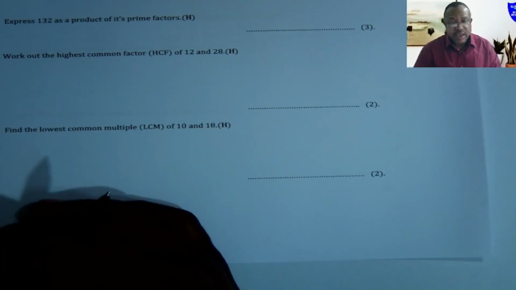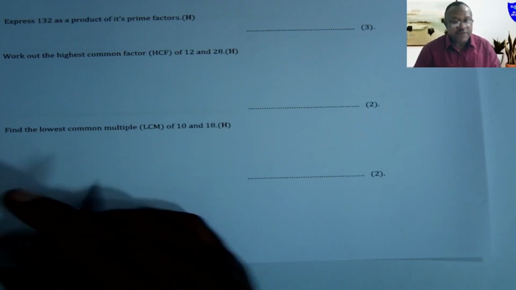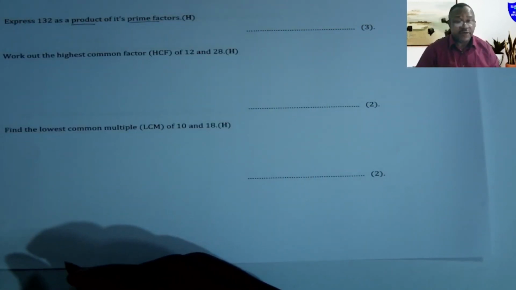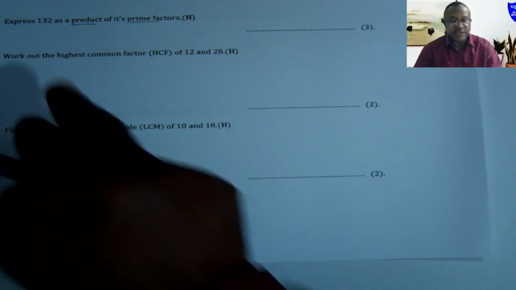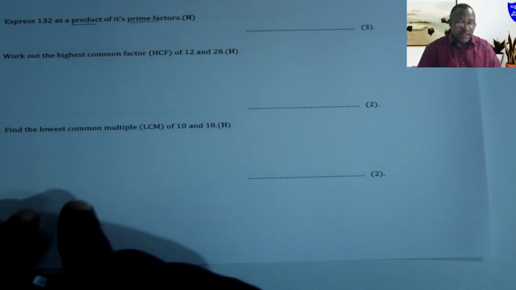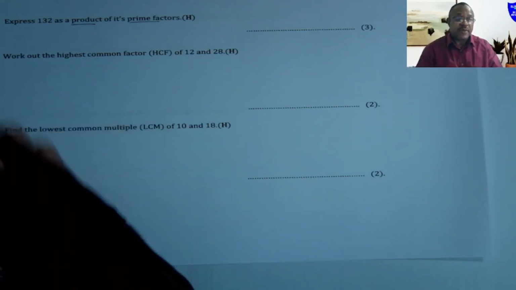Right, now 3, express 132 as a product of its prime factors. What this question means is you need to find the prime factors of 132 and then write them in a way that shows they are multiplying with each other. So the first thing we have to do is to find what the prime factors of 132 are.